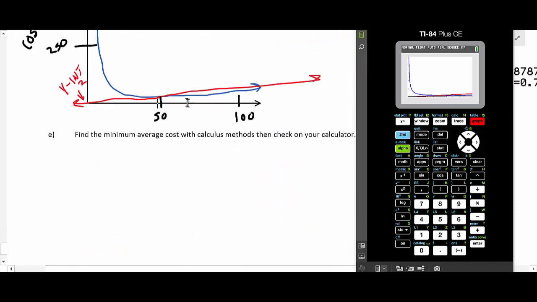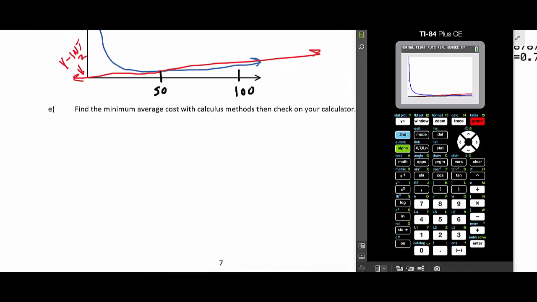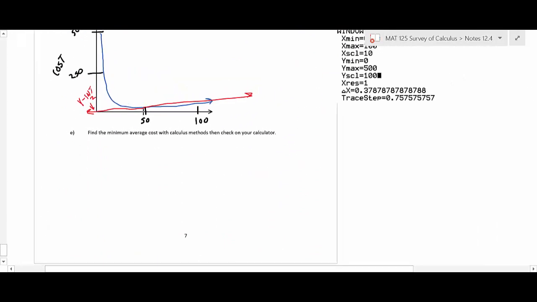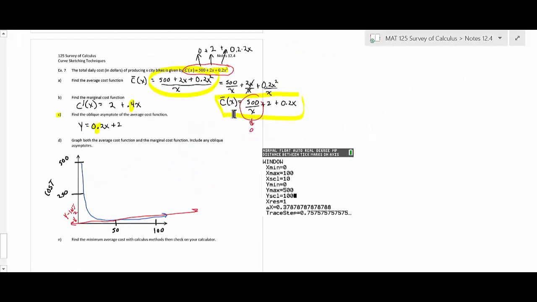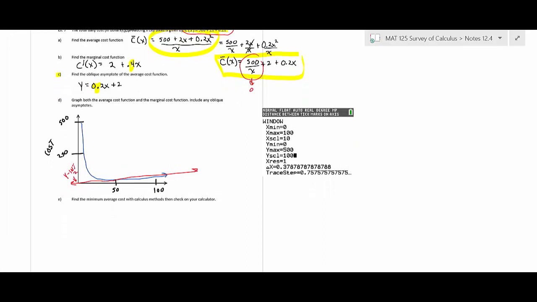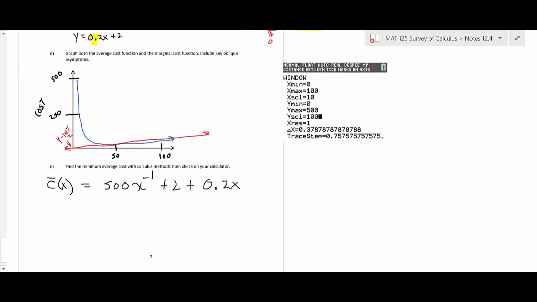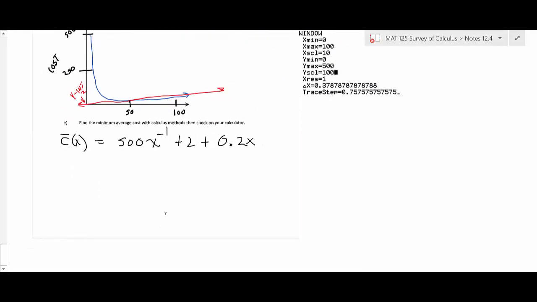All right, let's do the minimum average cost with calculus, and then we'll talk a little bit more about that oblique asymptote. What we want to do is write down the average cost. Instead of saying 500 over x, let's write that as 500x to the negative 1 plus 0.02x. That's the form you want it in if you're taking a derivative.